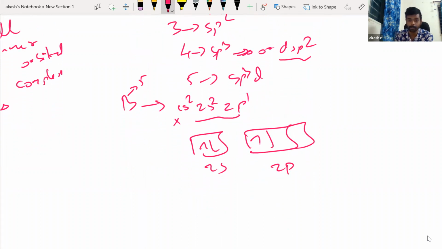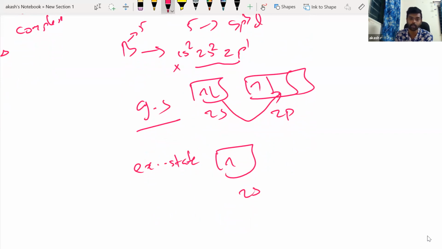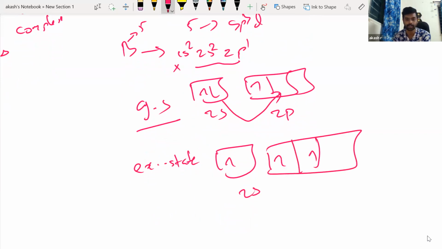Then what do we do? Whatever electrons are paired, we unpair them. We shift one to the next higher energy orbital. We'll shift it here. This is your ground state, GS. When I go to the excited state, what is going to happen? In 2s, we are going to have only 1 electron, and in 2p, now we have 2 electrons. This is your 2p.